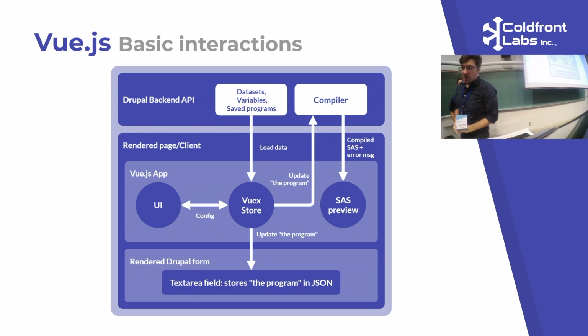So that's kind of the process: you load the page, Vue loads, and Vue itself asks Drupal to download some information about what you selected. Once you select something, it will post again to the server, ask for the compiler to change, and send it back to Vue. All this is done in a text area. Basically, every time you change something, it saves the JSON in a text area and posts the text area back.